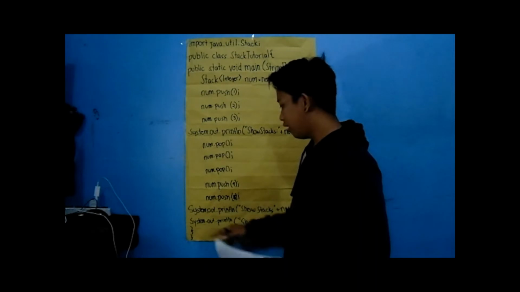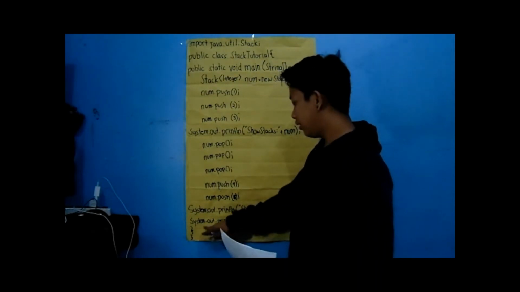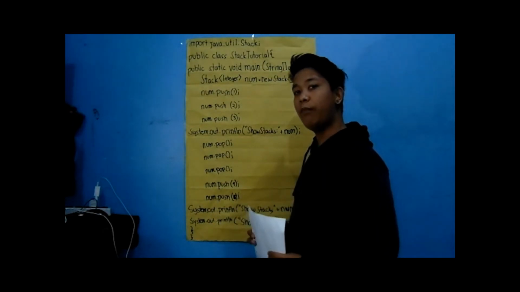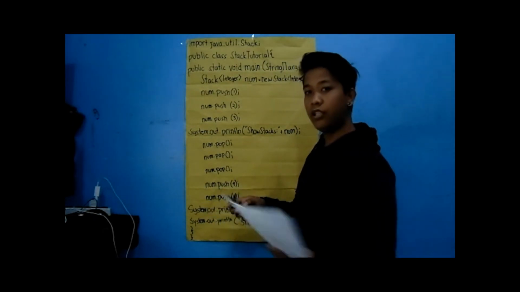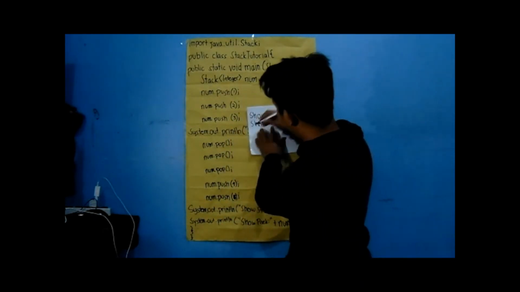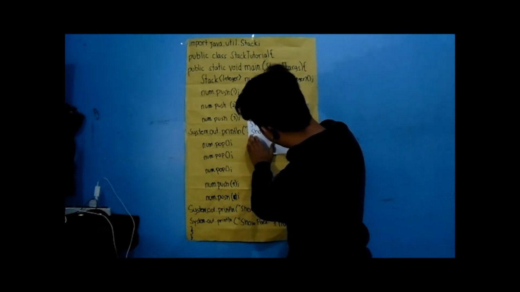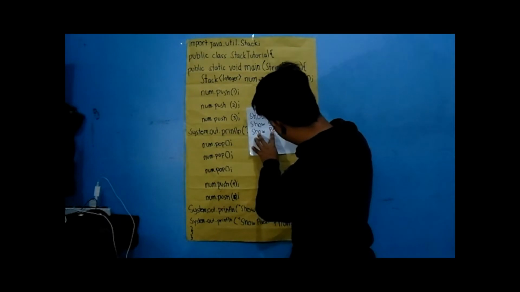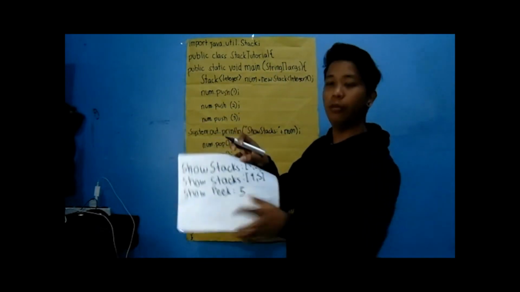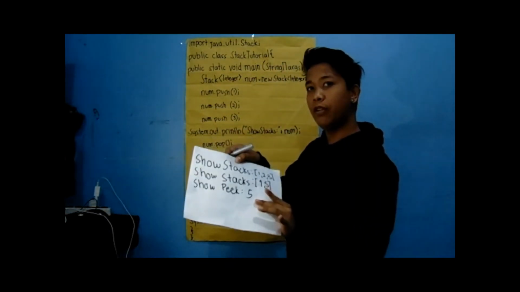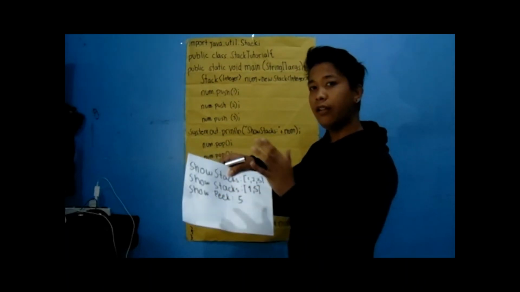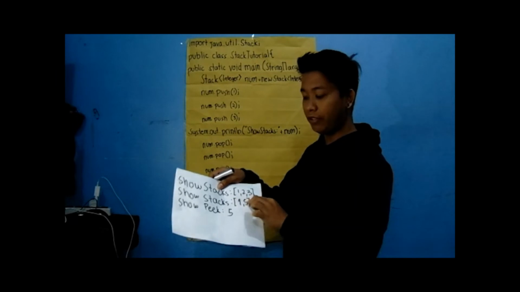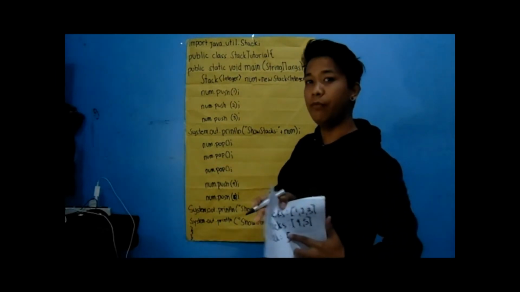And the third line is System.out.println showing "peek" plus num.peek. Peek means it will examine the top value of the stack. And this will be the output: 5. Why 5? Because the top element of the stack is 5, so the peek will be 5.